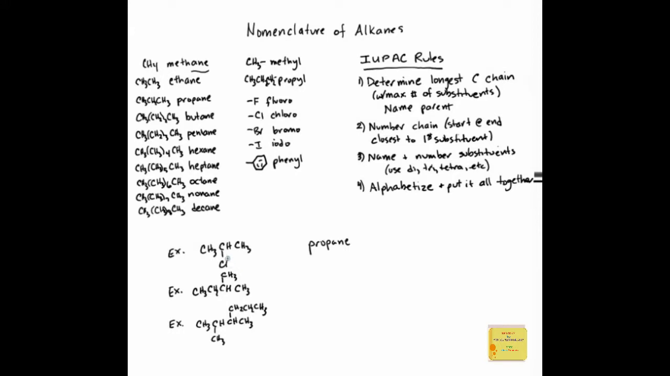And we need to figure out where it's attached. The way we're going to do that is we're going to number the carbon chain. In this case, it doesn't matter which end we start numbering from. We'll get the same result, 1, 2, 3. We see that the chlorine is on the second carbon, so we're going to call this a 2-chloropropane.